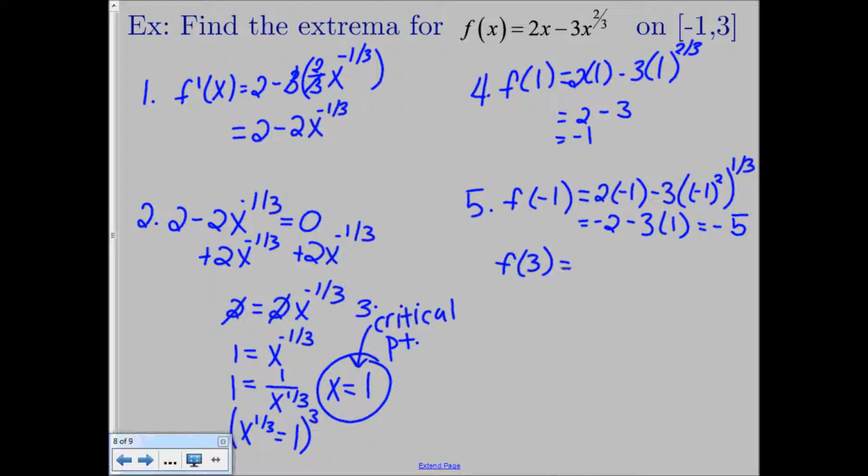Okay, so now let's plug in 3. So we're going to get 2 times 3 minus 3 times 3 raised to the 2/3 power. It's going to be 3 squared to the 1/3 power, which is going to give us 6 minus the cube root of 9. Now we can't pull any perfect cube roots out of 9, so that's as simplified as we're going to go. So if we use our calculator for a quick second to just see what that is.